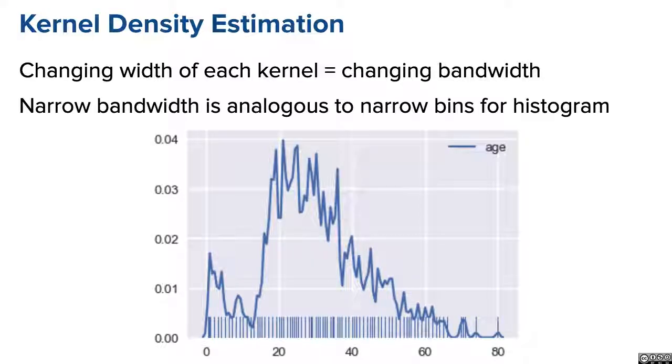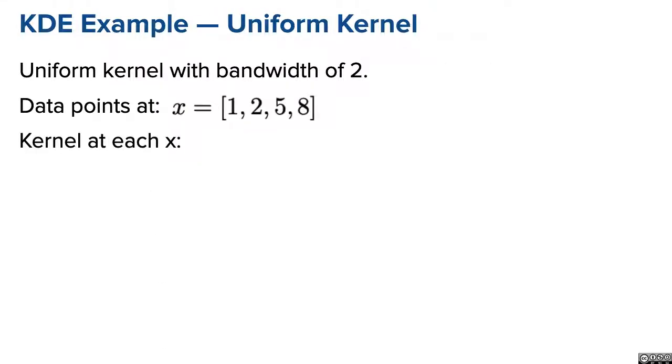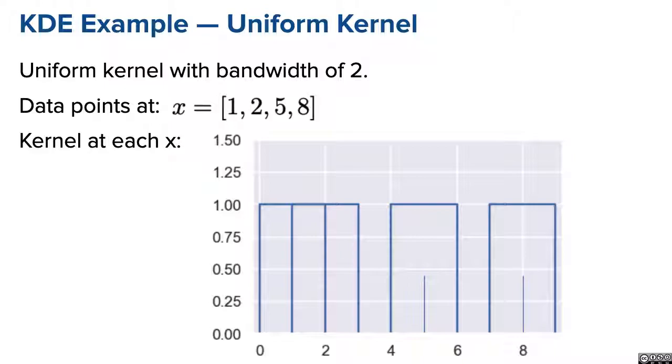Let me give you an example using the uniform kernel. This is something that you should be able to do. If I take a plot using a uniform kernel with some bandwidth, you should find me the height of the curve at some points. If I have the data points 1, 2, 5, and 8, then what I can do is plot the uniform kernel at each x. The uniform kernel is just a flat line. It's not like this weird curvy thing like the Gaussian. It's just a flat line.